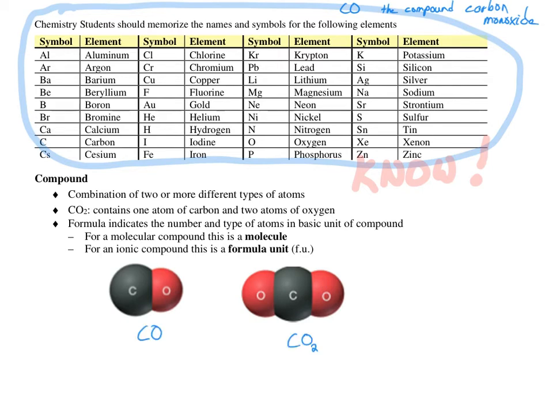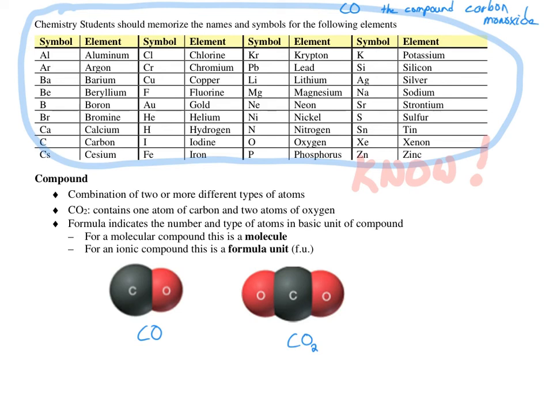The formula of a compound indicates the number and type of atoms in the basic unit. We've already talked about carbon dioxide, one atom of carbon, two atoms of oxygen. Note this subscript. The following subscript indicates how many we have of everything that's immediately in front of it. So this subscript 2 tells us we have two oxygens. For carbon, we don't see a subscript, and when that's the case, it's understood that the subscript corresponds to 1, so we have one atom of carbon. For carbon monoxide, we have simply one atom of each.